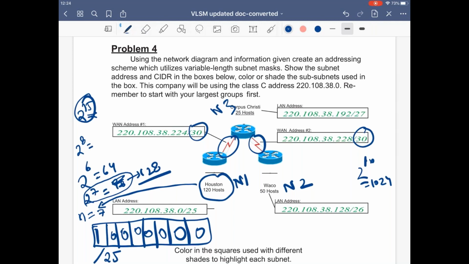The network is 224. The valid hosts here are 225, 226, and 227. Sorry, my mistake. Next one here, the valid hosts will be 229, 230, valid host 1, valid host 2, and then the broadcast ID will be 231. Yeah, 231, correct.